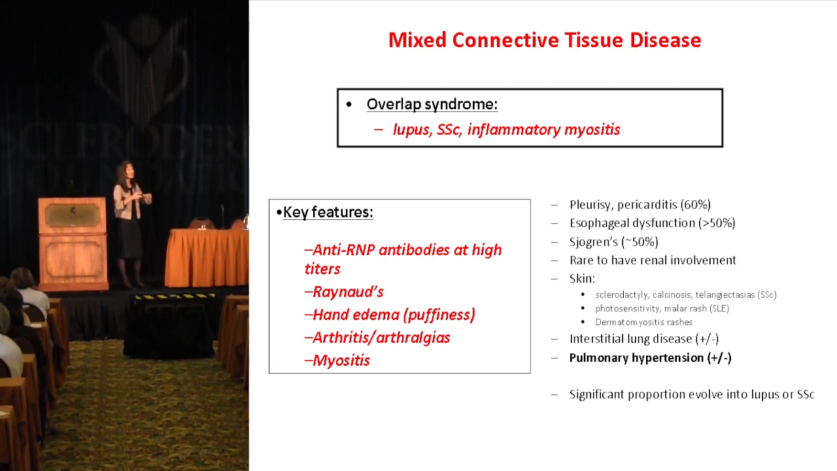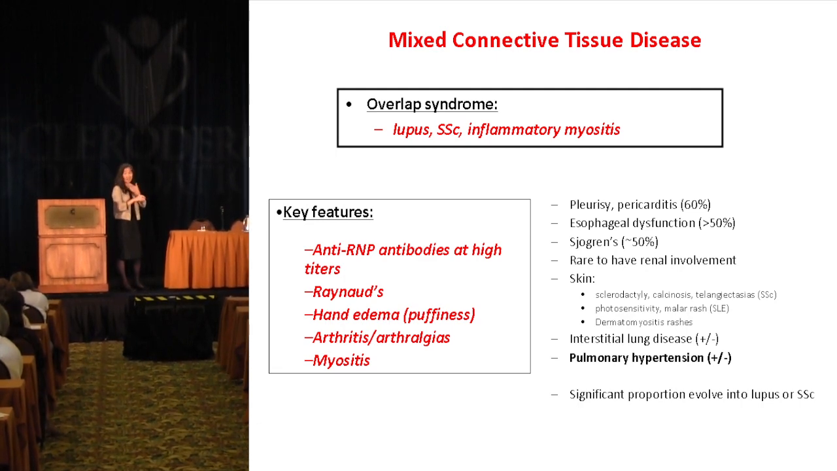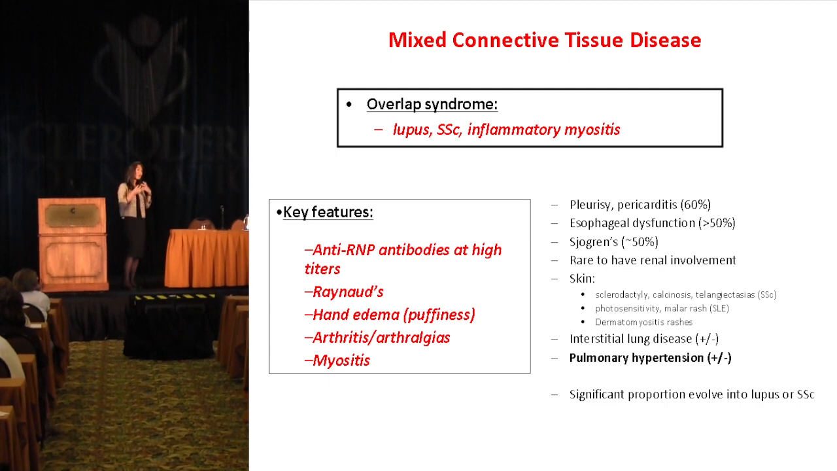There can be serositis, pleurisy or pericarditis, esophageal dysfunction, which we see again, that's the scleroderma flavor. Sjogren's is common. It's interestingly very rare in MCTD to get renal involvement, which is a good thing. Skin, there's multiple different manifestations. You can have more of a scleroderma flavor where you have sclerodactyly, you can have calcinosis and telangiectasias. You can have the more lupus flavor where you have photosensitivity, you can develop some of the classic lupus rashes, or you can have more of the myositis flavor with dermatomyositis types of rashes. So again, anything is game.